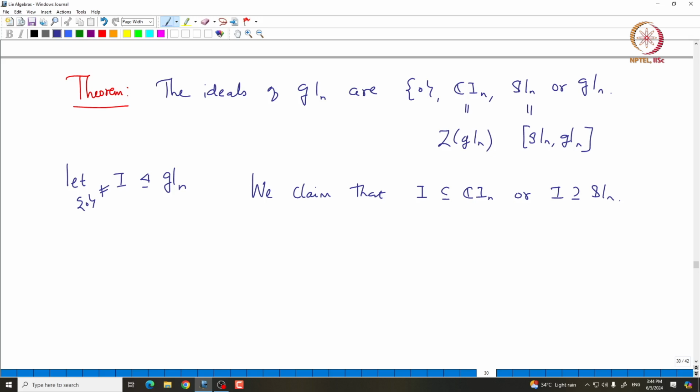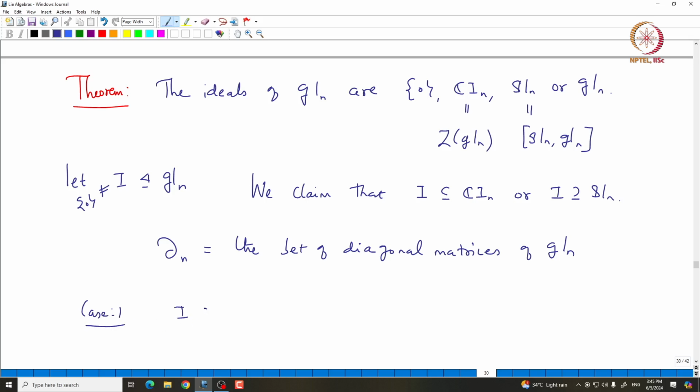We further assume I is indeed contained in the set of all diagonal matrices. So, let us denote D_n by the set of all diagonal matrices of GL_n. Okay. So, now consider the case. Case 1: let us say that I is contained in D_n, suppose. Okay.